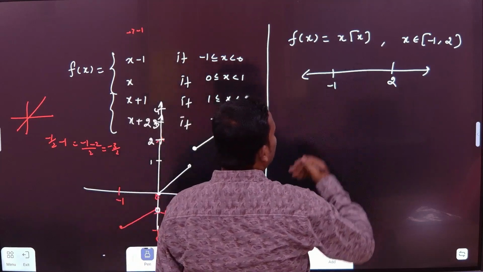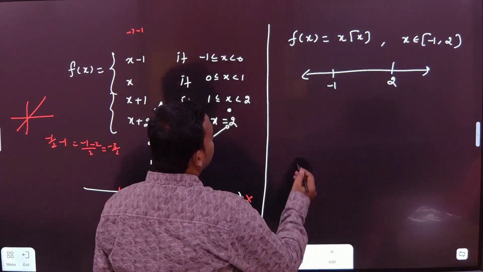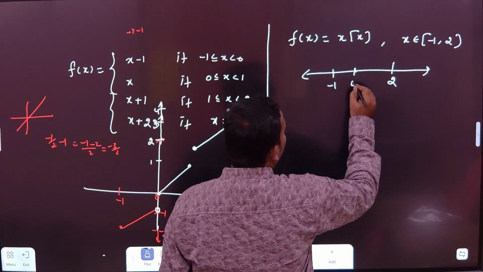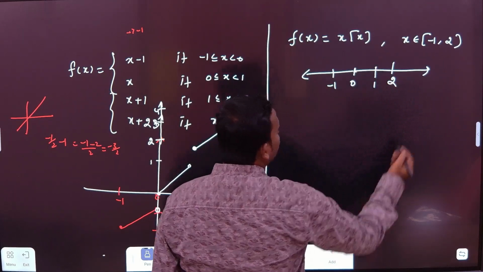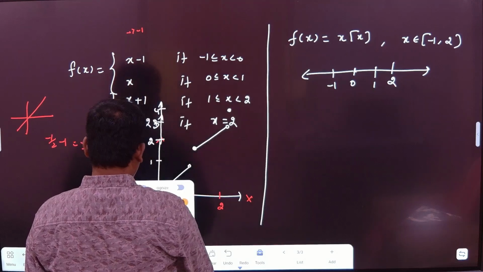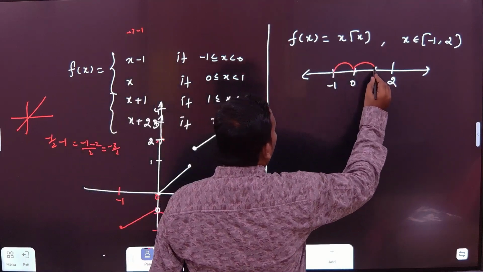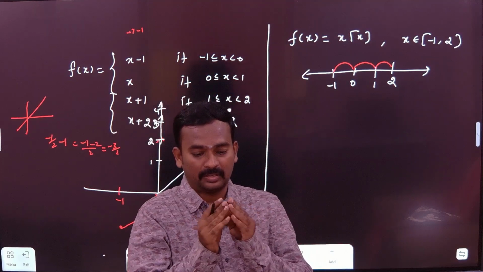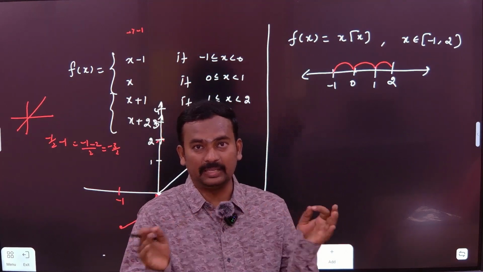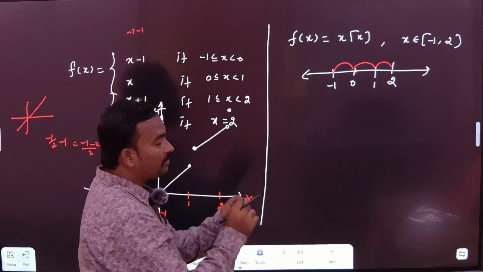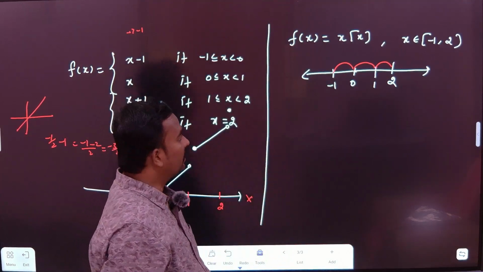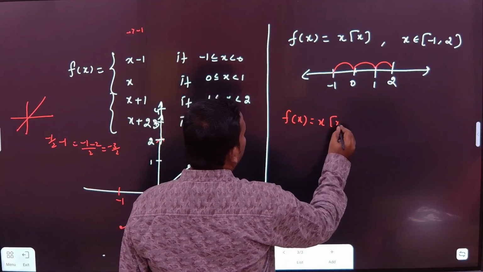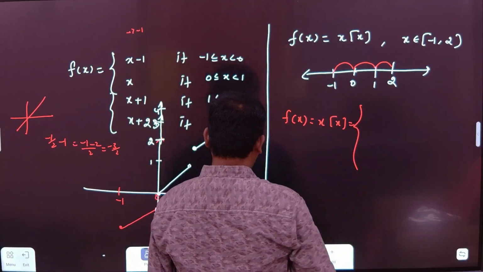So first let me take this. The interval is breaking at all the integers, no? Minus 1 to 0, 0 to 1, 1 to 2, you have to break it, right? Because the greatest integer function is discontinuous at all the integers. You have to break it, right? Because for different intervals, you are getting different values, right? Okay, therefore f of x, how to write? X times the greatest integer function. How to rewrite this?